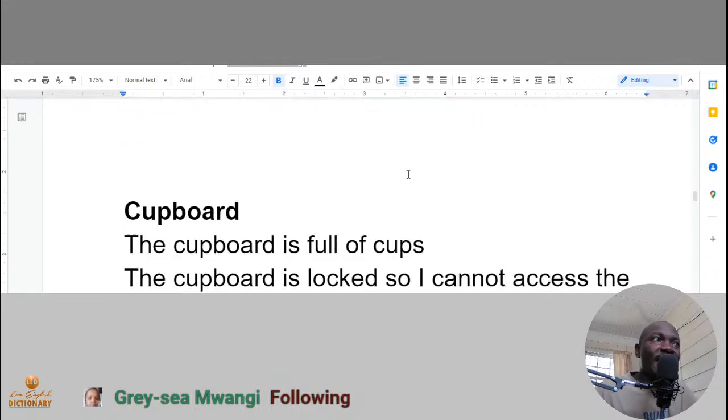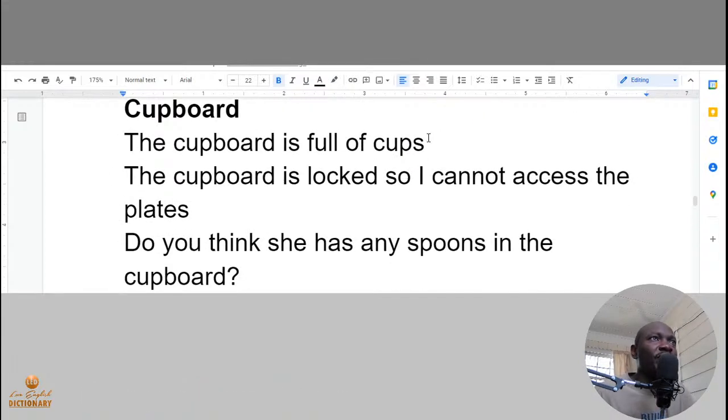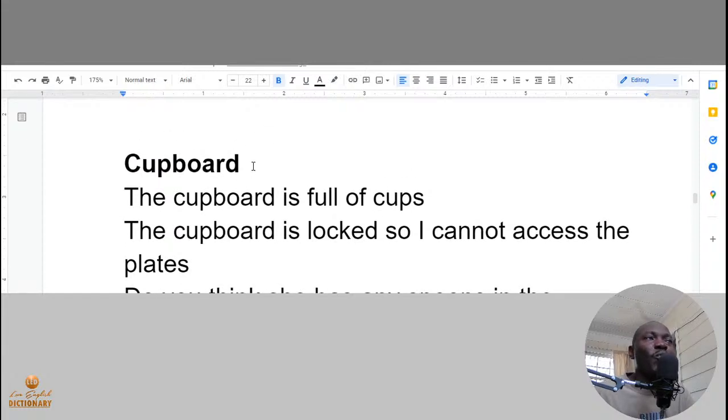Then the second one is cupboard. What we used to say is cupboard is cupboard. That's how we used to call it, cupboard. So cupboard would just be called cupboard. Okay. So cupboard is cupboard. The cupboard is full of cups.